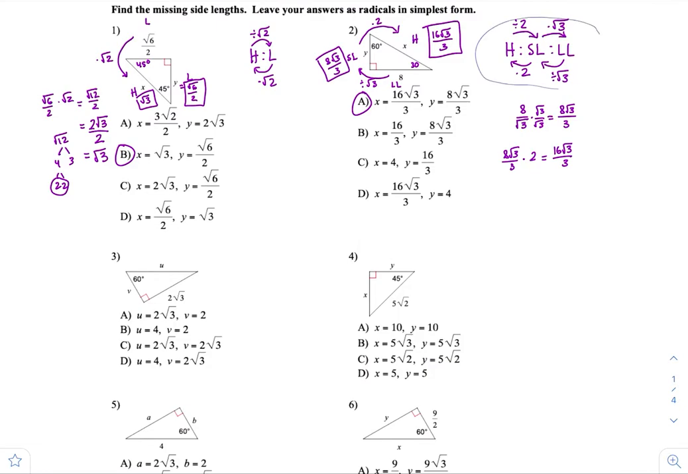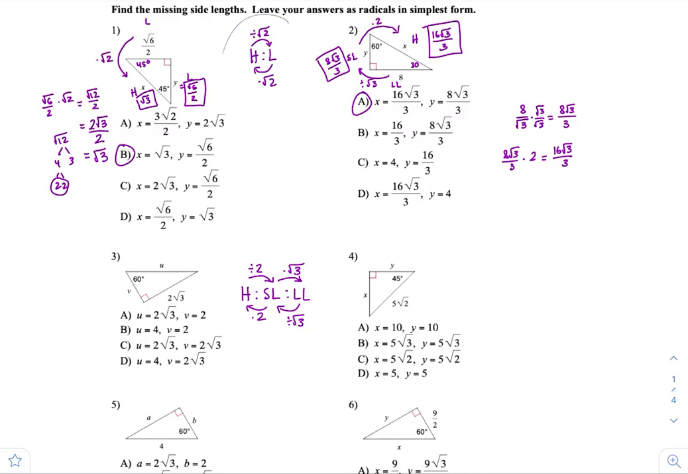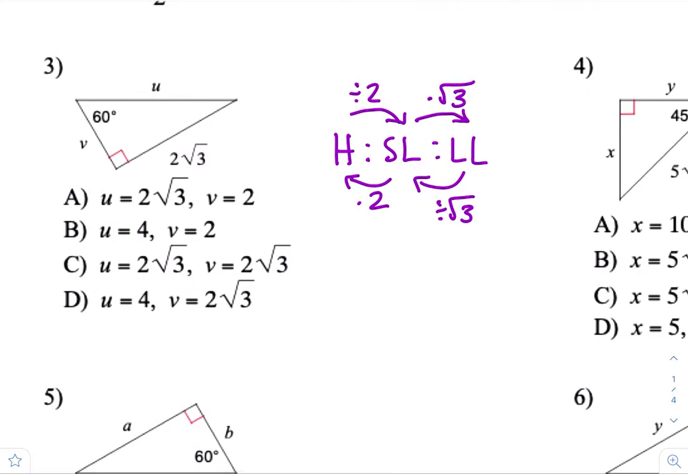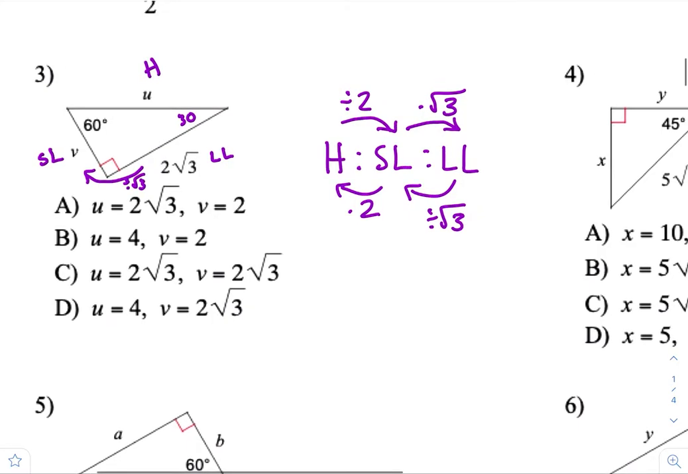Okay, so this next one is also going to be a 30, 60, 90, so we got to use our ratio. So this is 30, let's label. So side opposite of the smaller angle is the short leg. Side opposite of the bigger angle is the long leg. And this is the hypotenuse. So, we know our long leg. So long leg to short leg, you guys, is divided by square root of 3. So 2 square root of 3 divided by square root of 3.